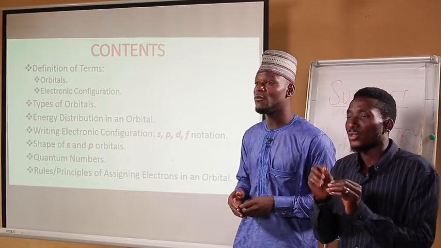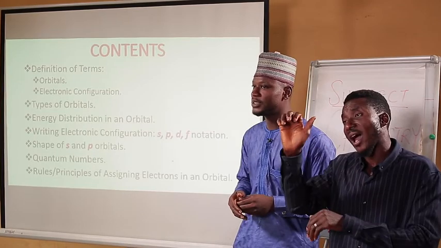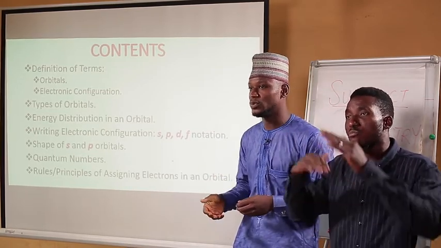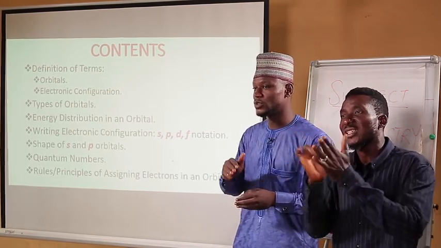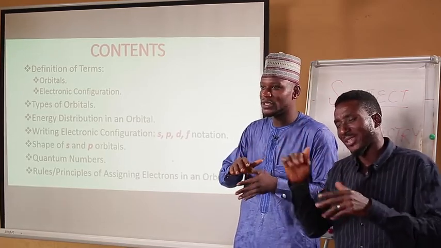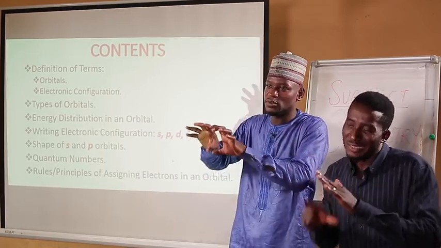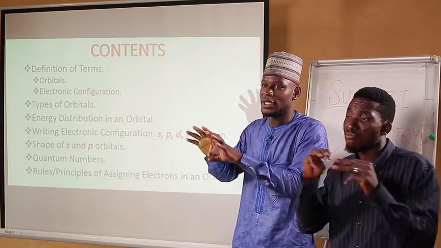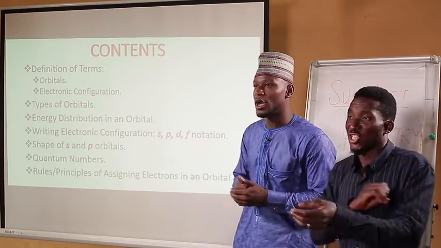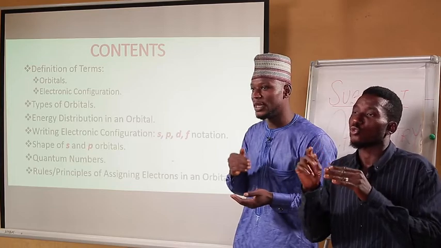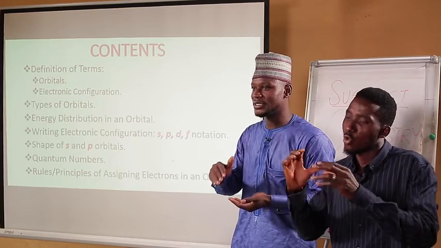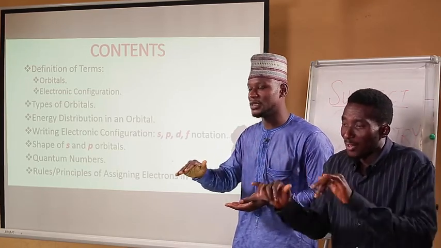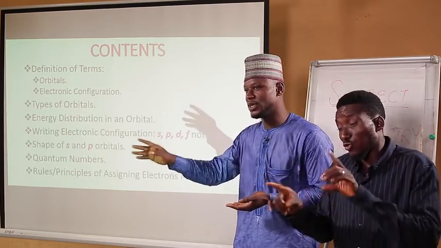Then he talked about the Aufbau principle. The Aufbau principle, which is the building up principle, states that when electrons go into orbitals, they accommodate the orbitals with the least energy before they move to the orbitals with higher energy. Then Hund's rule states that when electrons occupy degenerate orbitals, that are orbitals of the same energy, they do so singly before pairing starts.